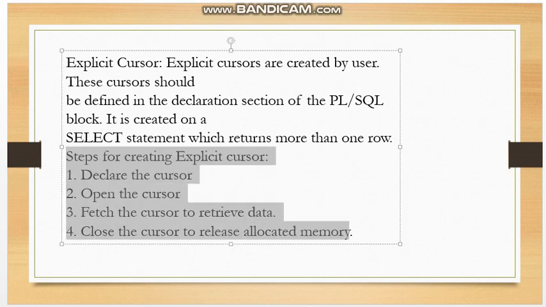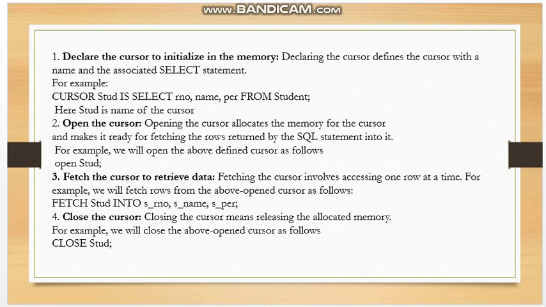These are the steps of creating the explicit cursor. Number 1, declare the cursor. Number 2, open the cursor. Number 3, fetch the cursor. And number 4, close the cursor. Now we will see how to use them. Declaration of cursor is to initialize the memory. Whenever we require a cursor, we must declare it in the declaration section with the SQL statement.